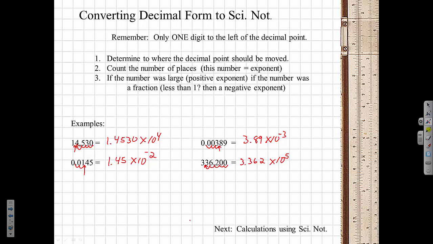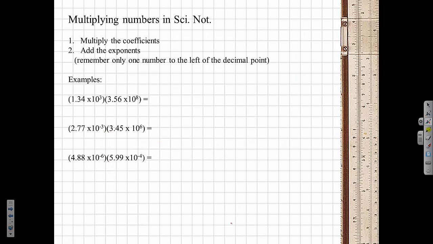This doesn't do us any good unless we can do some calculations with it, so let's talk about multiplying and dividing numbers in scientific notation. Okay. There's 2 steps when you multiply numbers in scientific notation. The first thing you do is you multiply the numbers. Okay, so multiplying numbers in scientific notation, we're going to multiply the coefficients. We handle the coefficients and the exponents separately, so we're going to multiply 1.34 by 3.56. So we'll just do that calculation, 1.34 times 3.56. And the number we get is 4.7704.